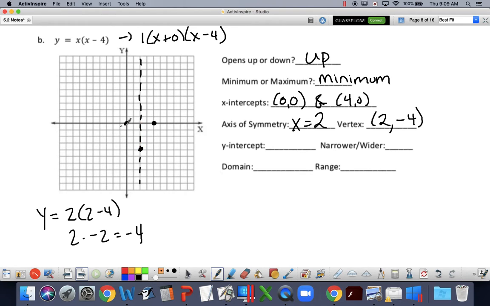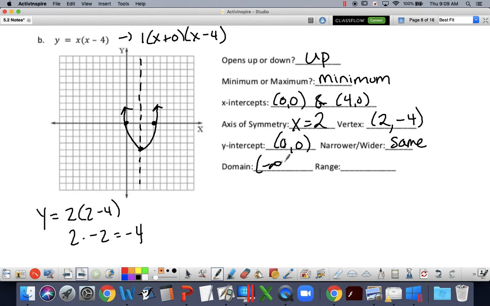Now in this one, the y-intercept is the same as the x-intercept. It stands out right to me. It's just (0, 0). Since the a value out front is a 1, it's going to be the same width. And then let's go ahead and draw this. So we've got our parabola.